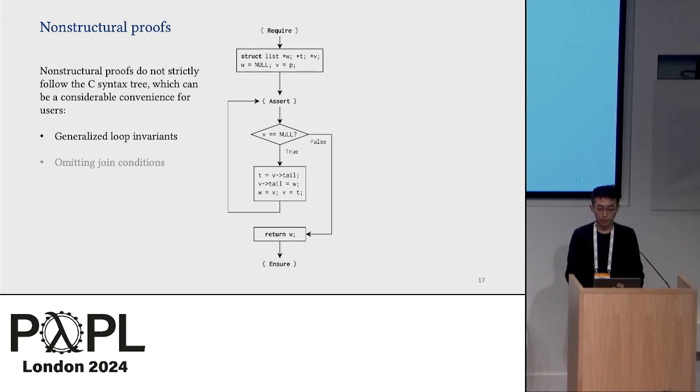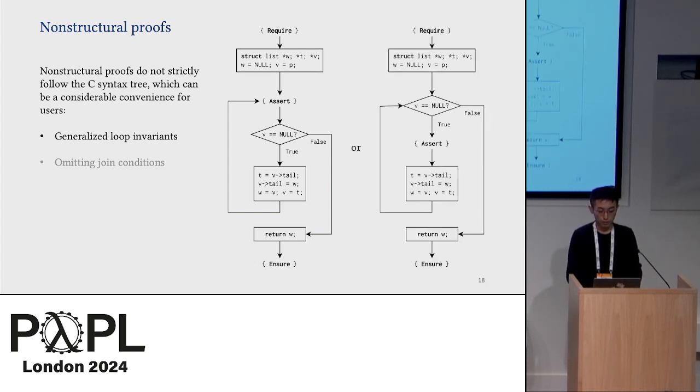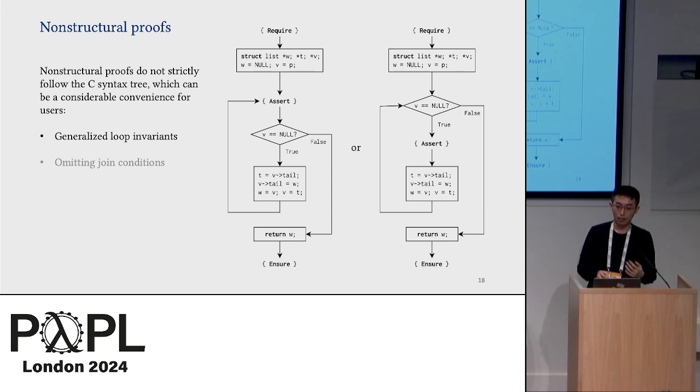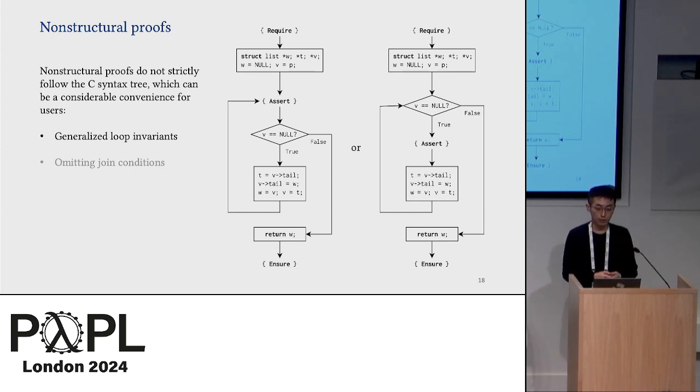The first example of non-structural proof is generalized loop invariants. In Hoare logic, loop invariants are at a fixed location in the loop, usually at the start of the loop. VST-A relaxes this restriction by allowing invariants to be anywhere in the loop, as long as there are no assertion-free loops in the control flow.